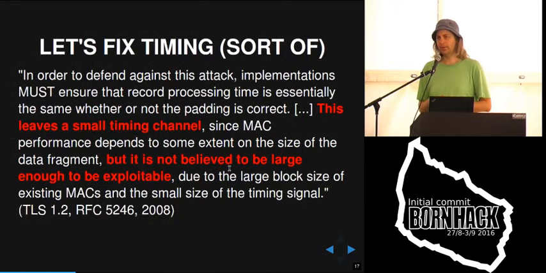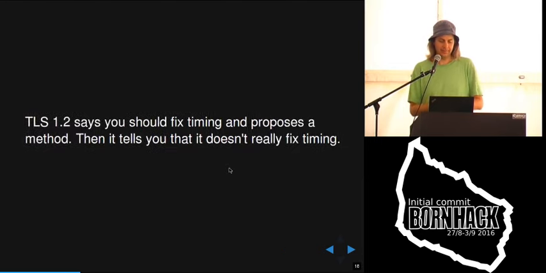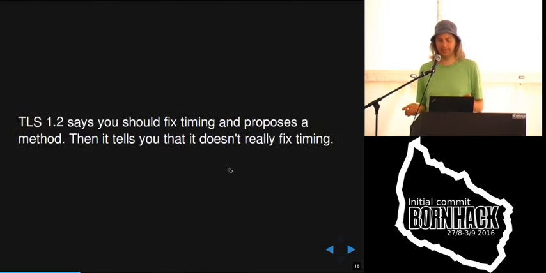So this was also tried to be fixed in TLS 1.2. So they propose a method how you change it in a way that it's always taking roughly the same time. But they already admit this leaves a small timing channel, but it is not believed to be large enough to be exploitable. And I want you now to remember that, because we will come back to that a few slides later. So TLS 1.2 says you should fix timing. They propose something, and then they tell you it doesn't really fix it, it only partly fixes it.